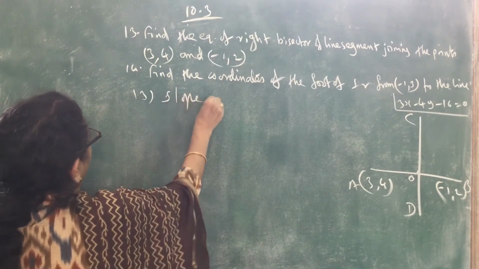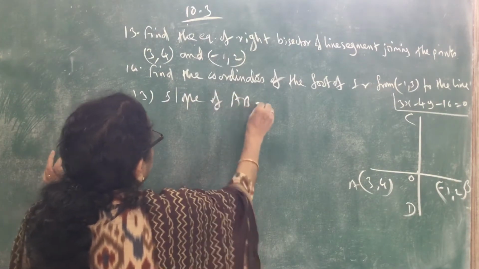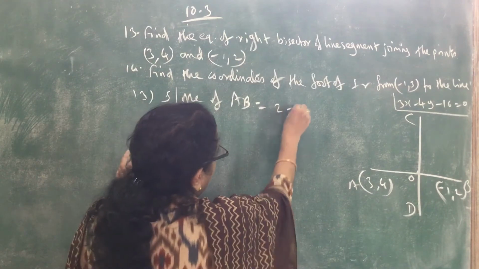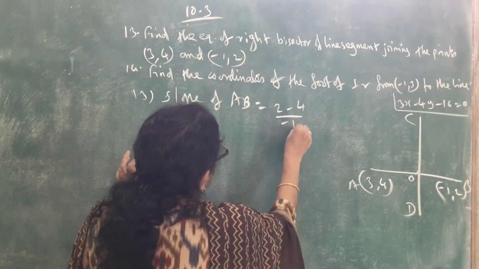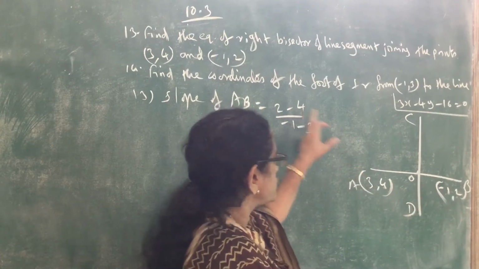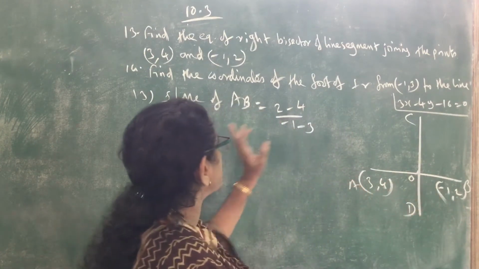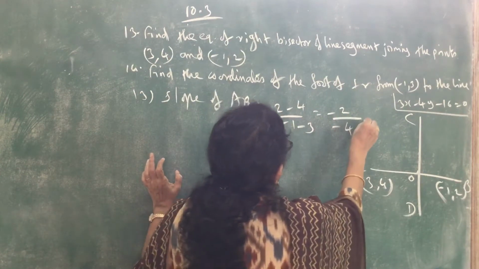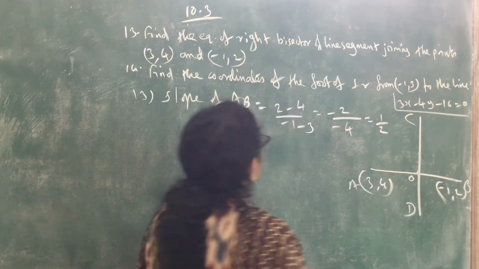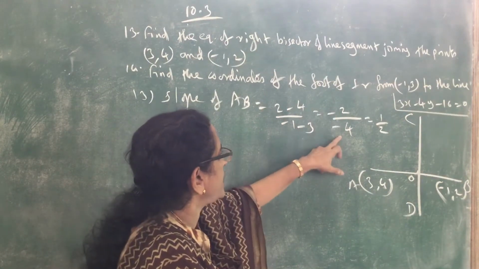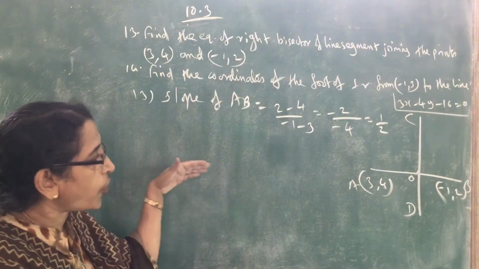First, the slope of AB equals (y2 minus y1) divided by (x2 minus x1), that is (2 minus 4) divided by (-1 minus 3). y2 minus y1 is 2 minus 4, which is -2. x2 minus x1 is -1 minus 3, which is -4. So that is -2 divided by -4, which equals 1/2. So that is the slope of AB.